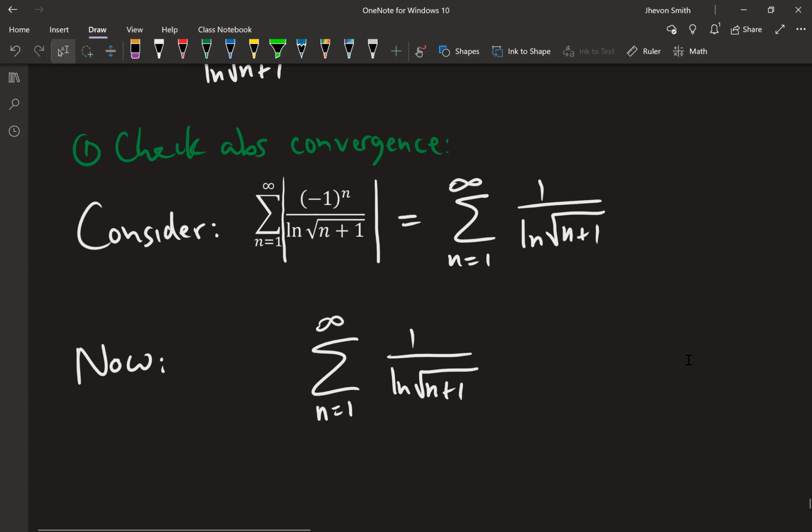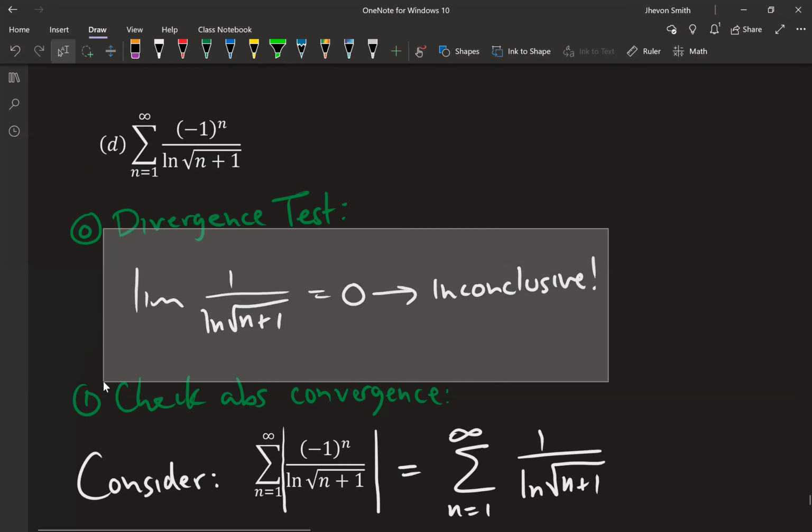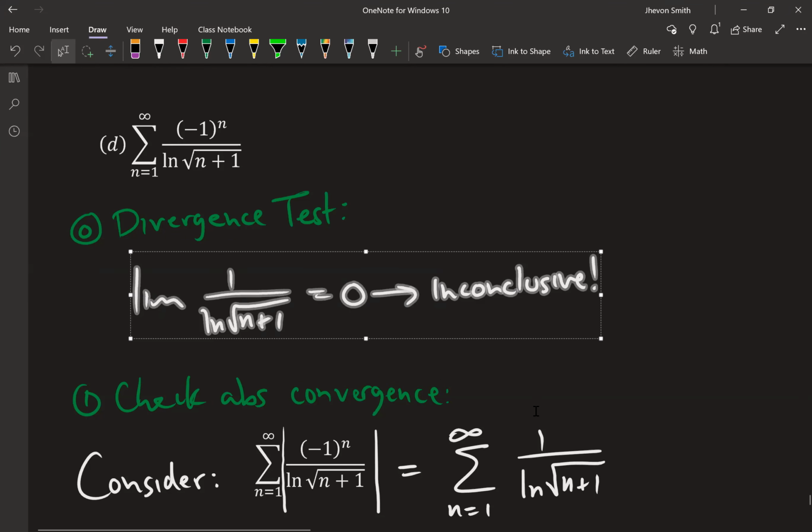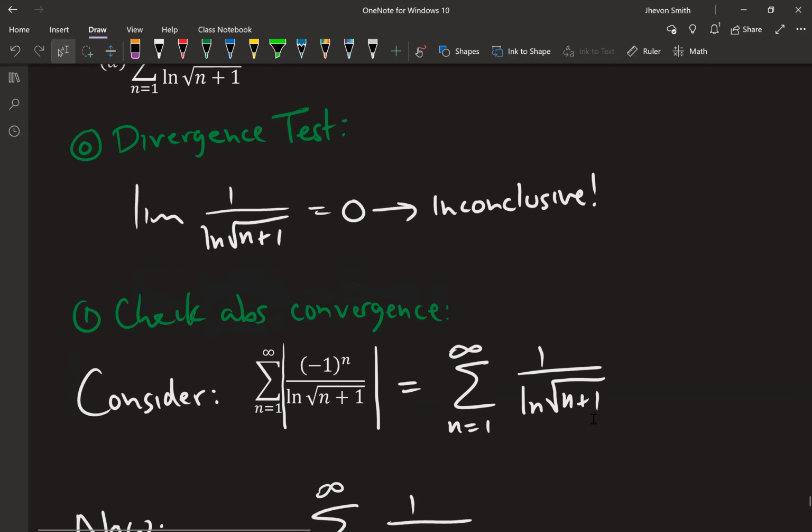Yes, this is true. If the a_n approaches 0, then the absolute value of a_n approaches 0. But again, that is a limit. That's not a series. We have a series here, not a limit. It is true that as a limit, this approaches 0. But again, if the limit goes to 0, it means nothing.